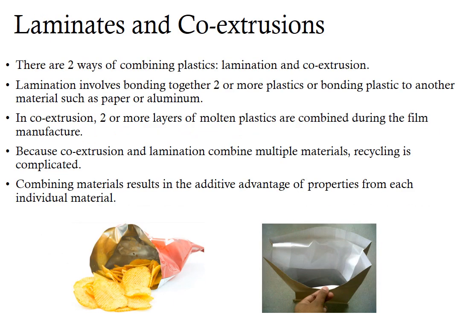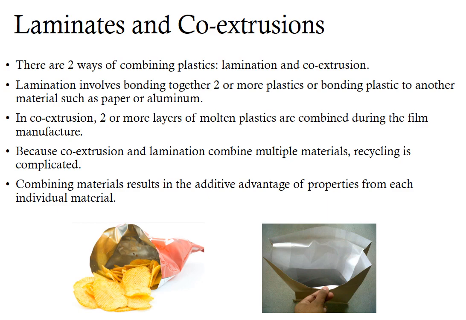The last type of plastics which we are going to study are laminates and co-extrusions. In this method, two different materials are combined together so that their beneficial properties can be utilized in packaging. There are two methods of combining plastic. First is lamination and second is co-extrusion.